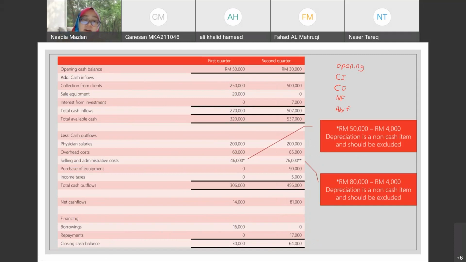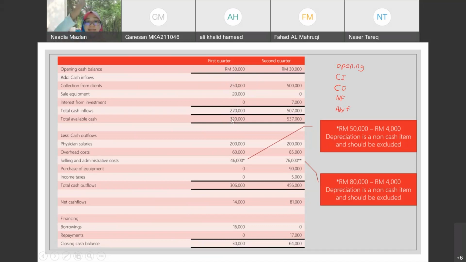250,000 ringgit. Okay. And then sales of equipment, 20,000. And other interest from investment, no, that one happens in the second quarter. So 250,000 plus 20,000, you got 270. Plus the opening cash balance of 50,000, you got 320.